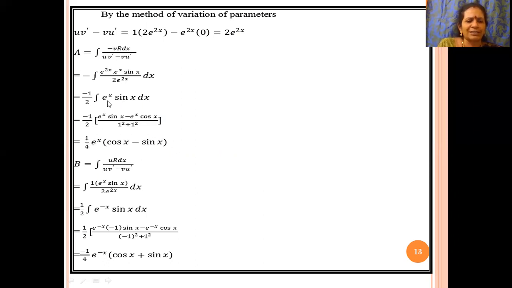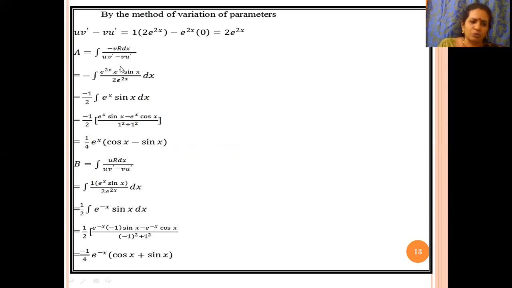You have to be thorough with the integration. So all the integral values, see here, e power x into sin x, this is a uv formula. You should apply the uv formula for the integral of e power x into sin x. From that we will get the integral value here, right? So finally what we got here is 1 by 4 into e power x into cos x minus sin x, right?